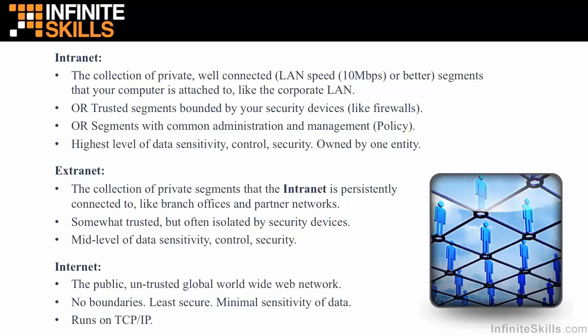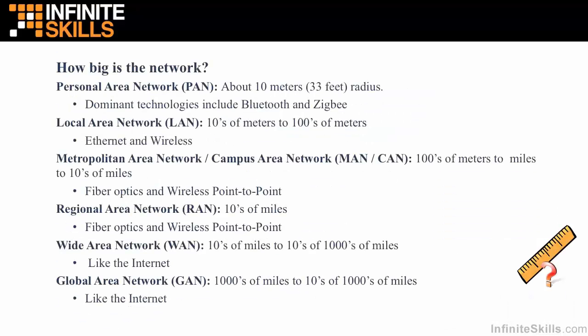We're going to move forward and we're going to address a little bit more the size of the network. So here's a handful of definitions that tend to describe in physical space how big is the network. We'll start with the smallest and move towards the largest. The first is the personal area network. Now typically this is about a 10-meter radius. 10 meters is about 33 feet, and therefore this is a fairly small network.